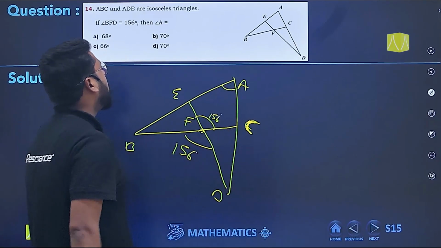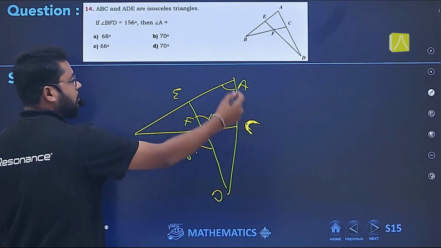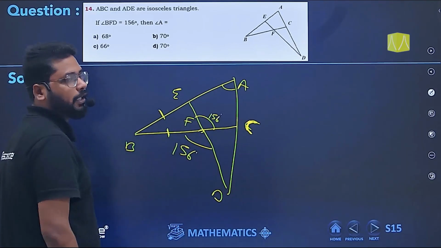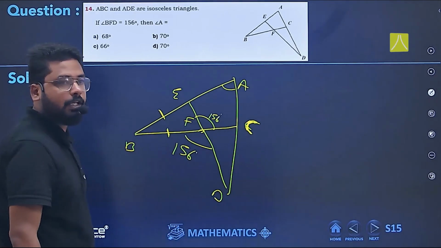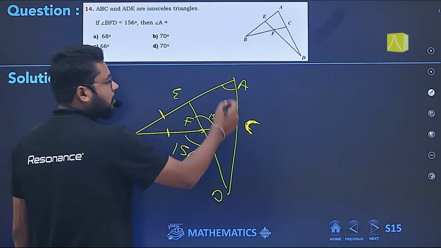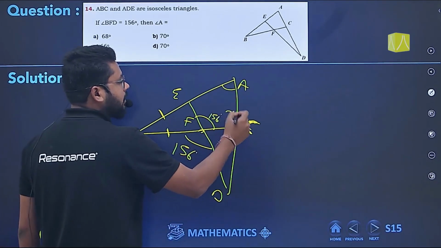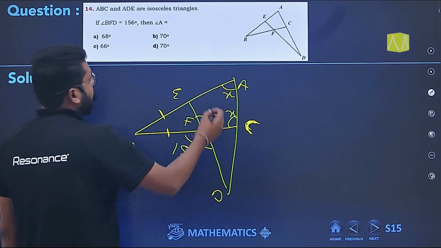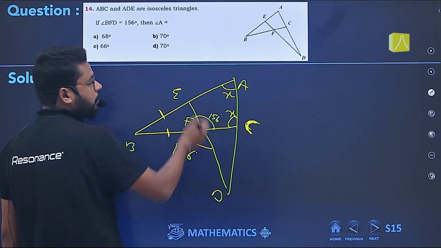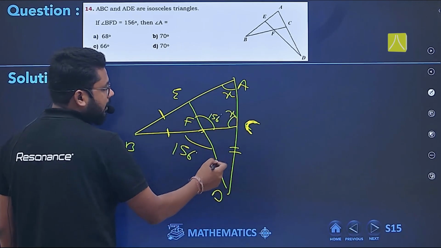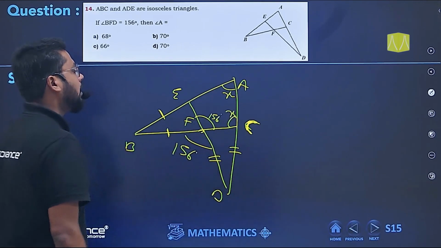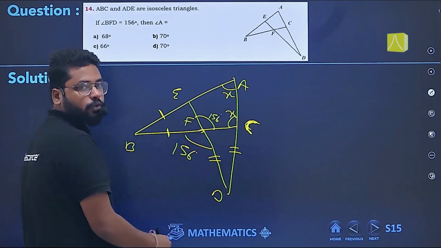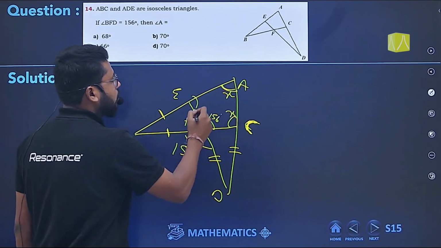Okay. Now, if ABC is an isosceles triangle, we can say that AB is equal to BC because two sides are equal. And if in a triangle two sides are equal, then the two opposite angles are also equal. So if this is x, then this is also x. Now ADE is also an isosceles triangle. So we can assume AD is equal to DE, and their opposite angles are also equal. So if this is x, then this is also x.